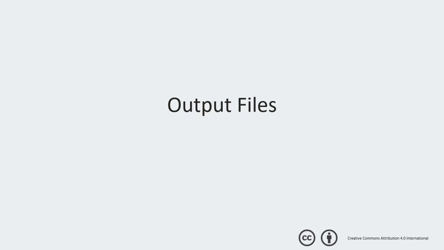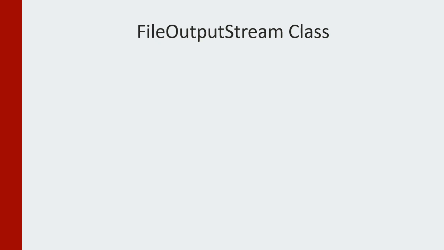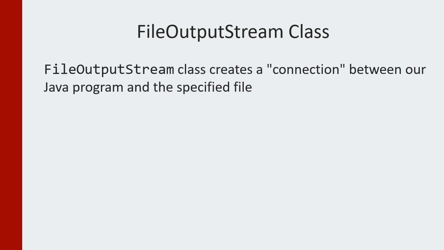Everyone, in this video we're going to talk about output files. To create a connection between a Java program and a specified file, you need FileOutputStream. So to use FileOutputStream, we have to import it. Import java.io.FileOutputStream. We have talked about import statements before, like for Scanner.